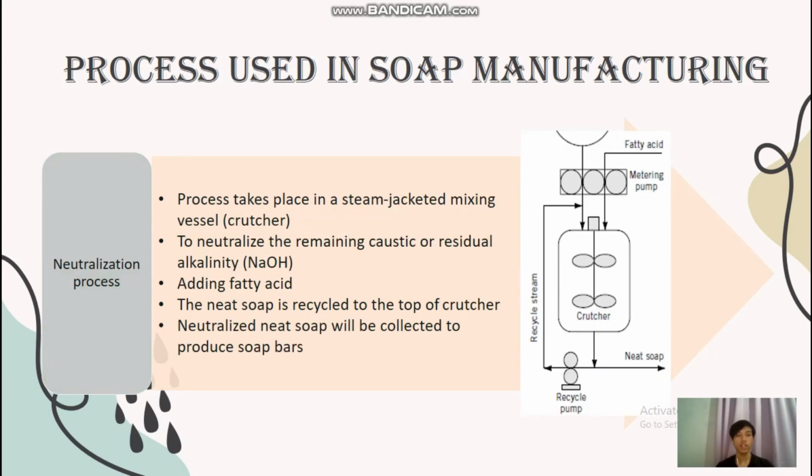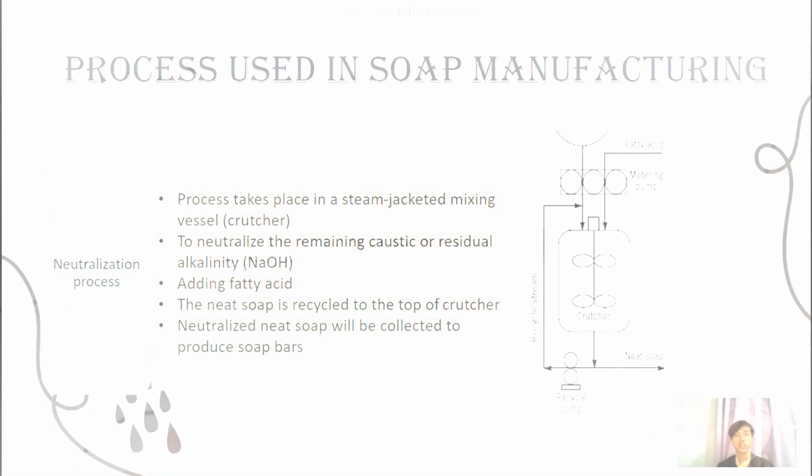Last but not least, the neutralization process. The neat soap is fed into the steam jacket mixing vessel or crusher to undergo the neutralization process. The neutralization process is carried out to neutralize the remaining caustic or residual alkalinity, NaOH, in the separated neat soap by adding fatty acid. The neat soap will then be recycled and fed to the top of the crusher for additional mixing. Then the neat soap that has been neutralized will be collected to produce the soap bars.